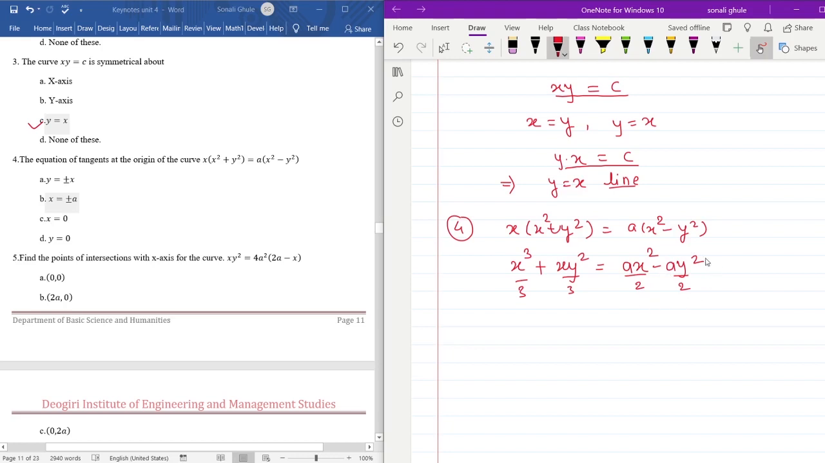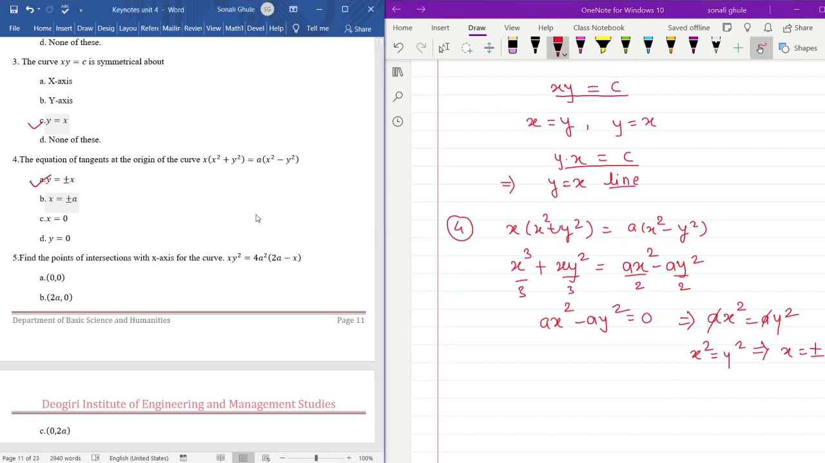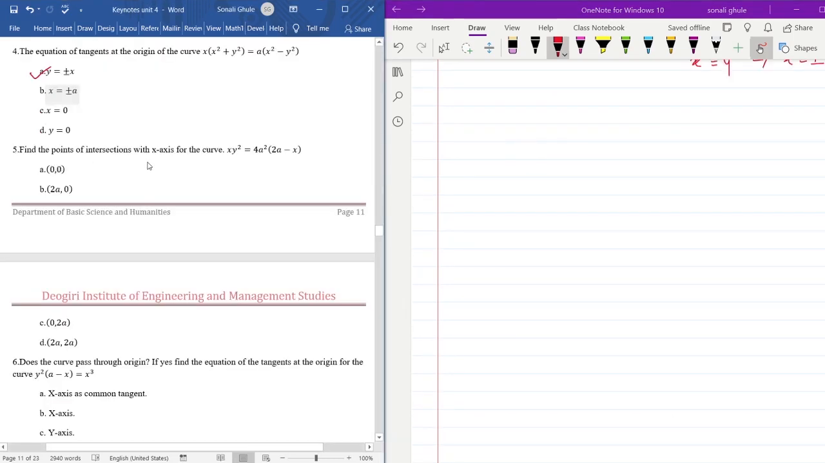So as you can see, these are the lowest degree terms, equating this with 0. So what I get here is ax square is equal to ay square. So a gets cancelled. x square equals y square. That means x is equal to plus minus y. That is your option A. Let's solve your next example. So that is the fifth example.